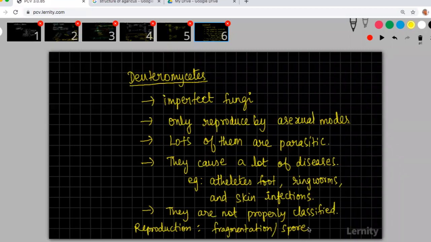So what they are trying to do is put organisms about which not much detail is known into one group. Whenever there is a new fungus which they are observing, they will put it under this group called Deuteromycetes. Afterwards, once they find out what it is, they will move it on to the other groups.